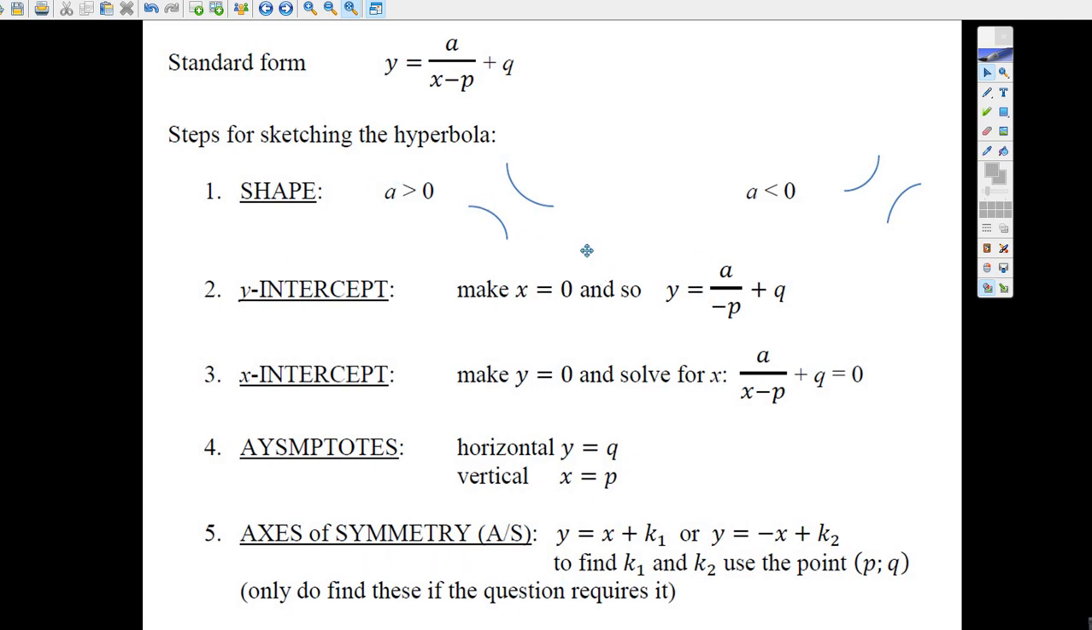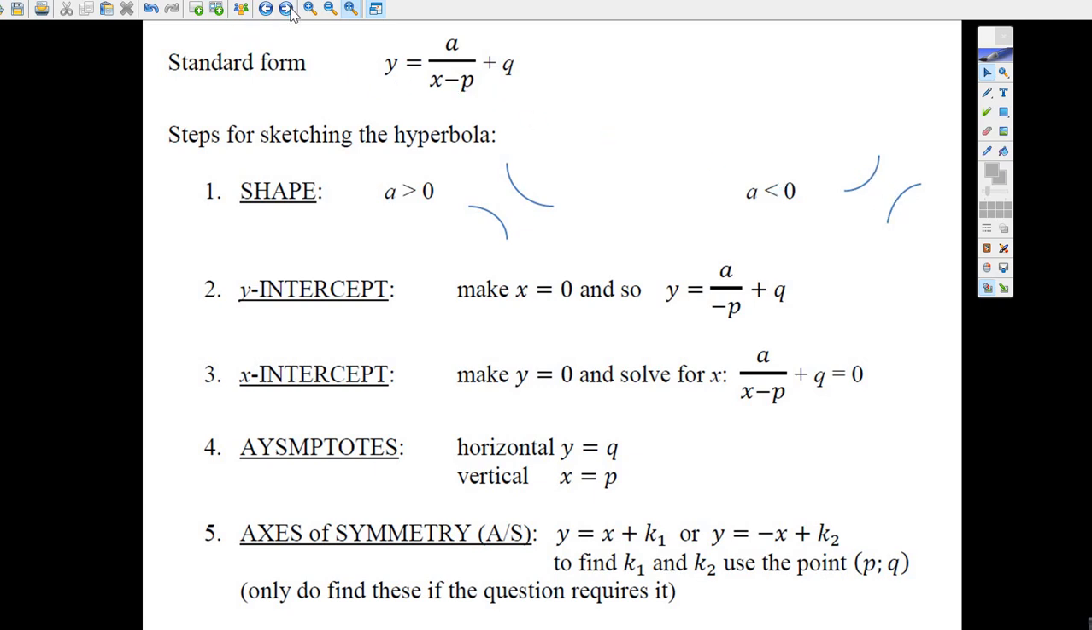And there are these 5 things: the shape, the y-intercept, the x-intercept, the asymptotes, and the axis of symmetry. There are ways to work out every part. The first thing is the shape: if the number on top is positive, the branches are top right and bottom left. But if it's negative, they're to the top left and the bottom right.